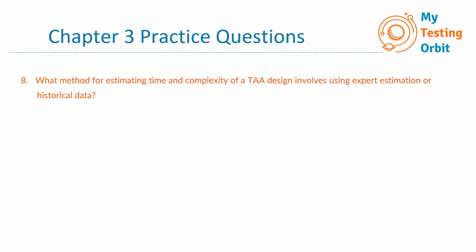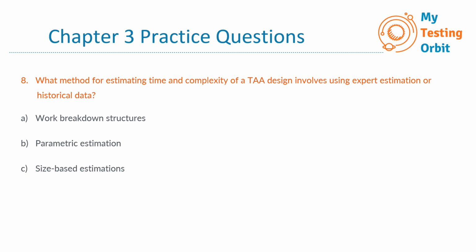Question number 8. What method for estimating time and complexity of a TAA design involves using expert estimation or historical data? The options are A, work breakdown structures. Option B, parametric estimation. Option C, size-based estimations. And option D, group estimations. And the correct answer is parametric estimation.